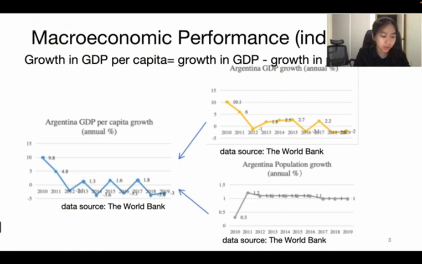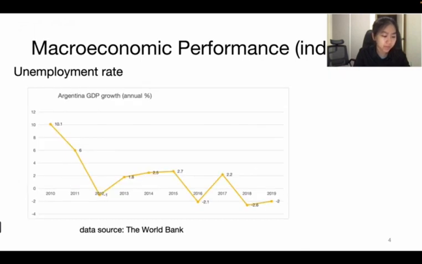When GDP growth rate is high but population growth rate is low, GDP per capita growth rate is high, and vice versa. Second, unemployment rate. The increase in unemployment reflects Argentina's economic recession and also reflects the government's inappropriate measures. Blindly raising tariffs has led to a reduction in investment.